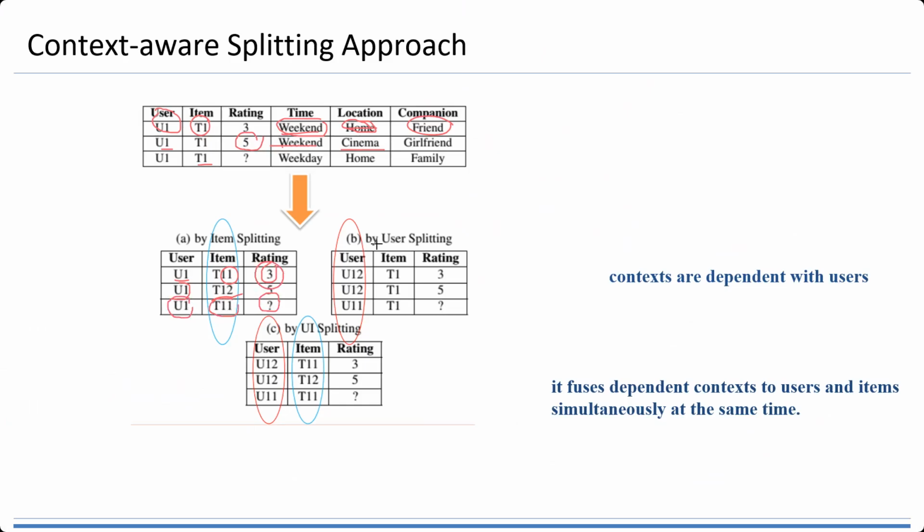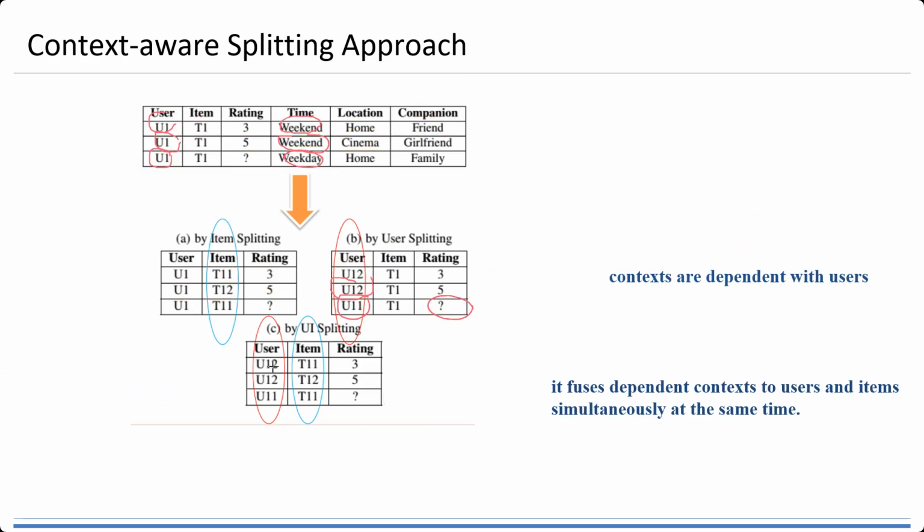But what if we have another splitting with user? The user splitting means the user will have additional data. U12 means user 1 with this particular context, for example, on the weekend. So user 12 is user 1 on weekend, but we have user 11, which is user 1 on weekday. So what is the rating?